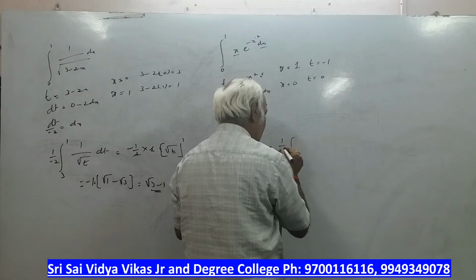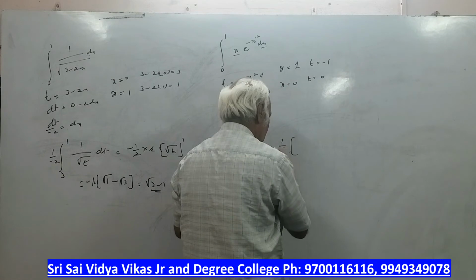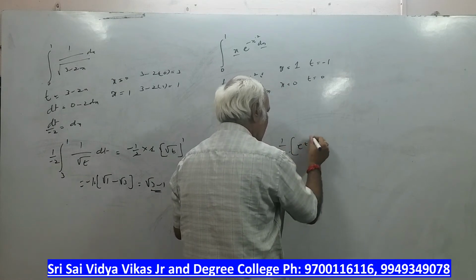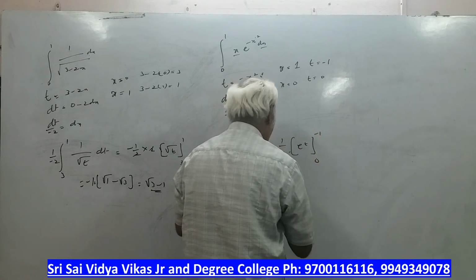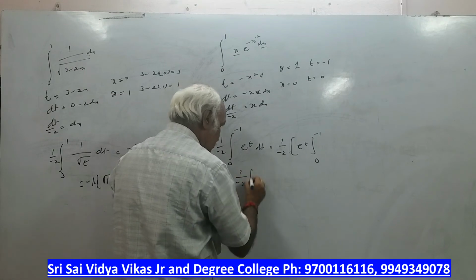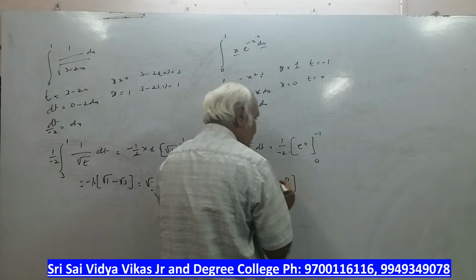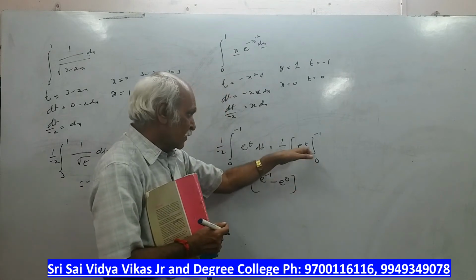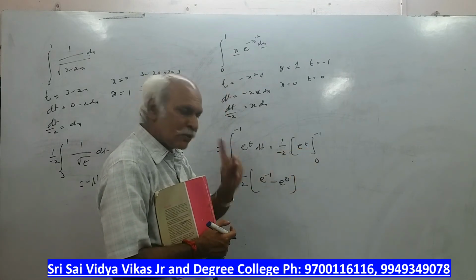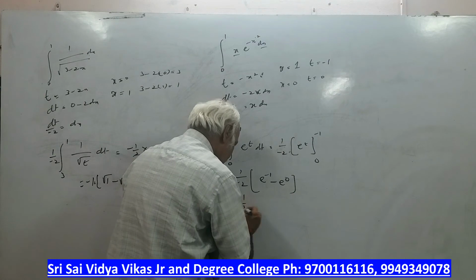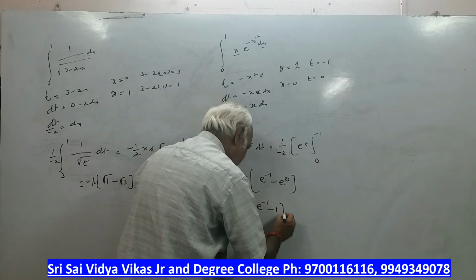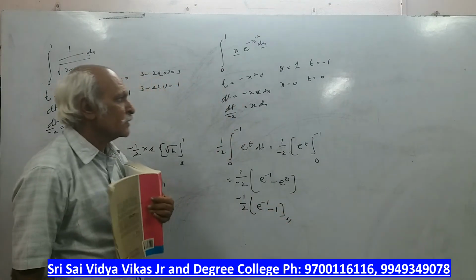Integration of e power t is e power t only. E power t, 0 to minus 1. So this becomes 1 by minus 2, upper limit is e power minus 1, minus e power 0. This is very important. Don't put 0, because t is equal to 0, anything raised to 0 is 1. So this becomes minus 1 by 2 into e power minus 1 minus 1. So this simply leave the answer.